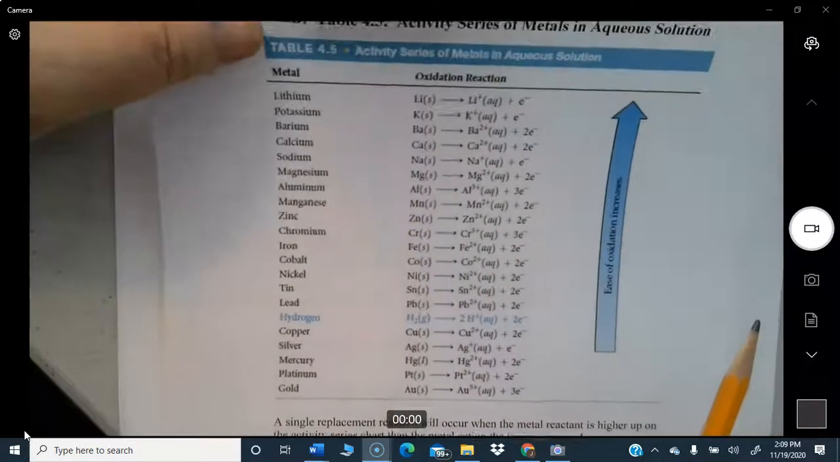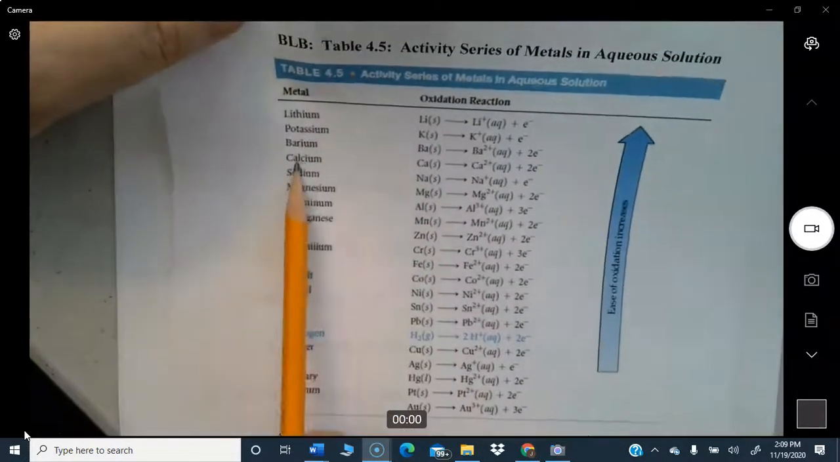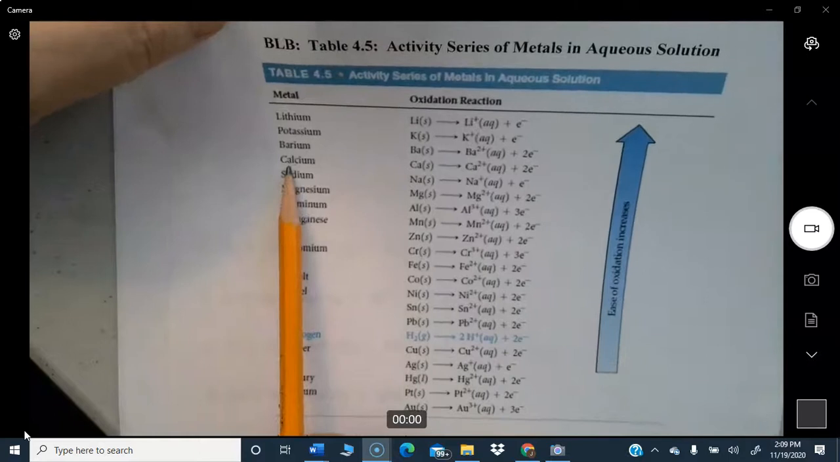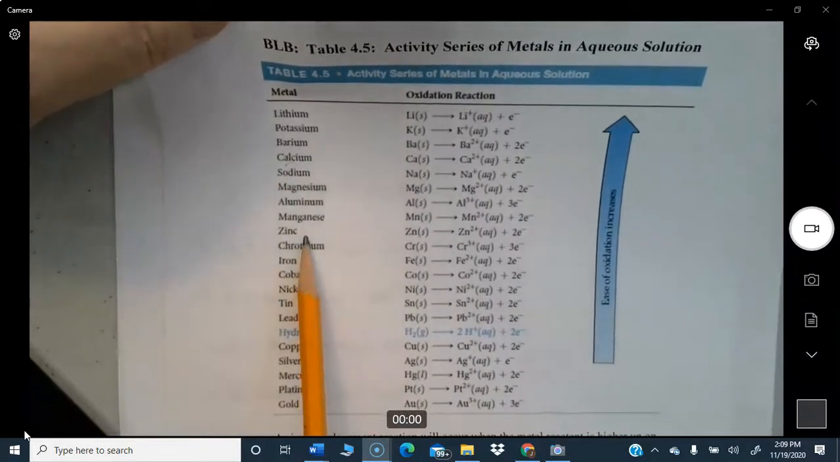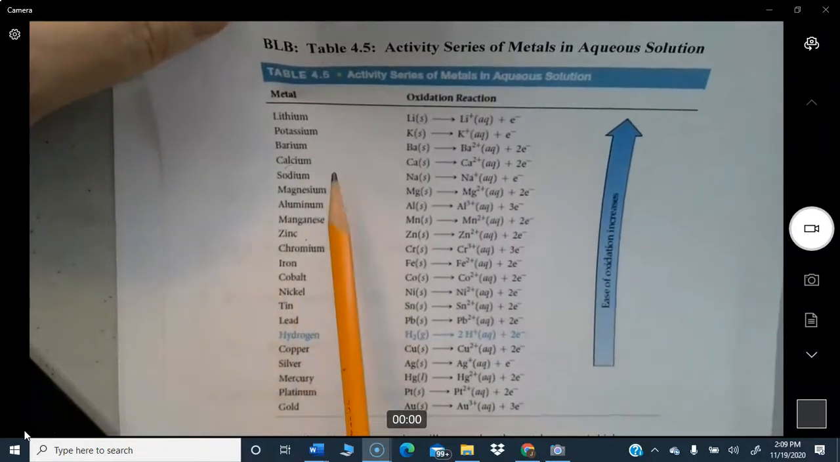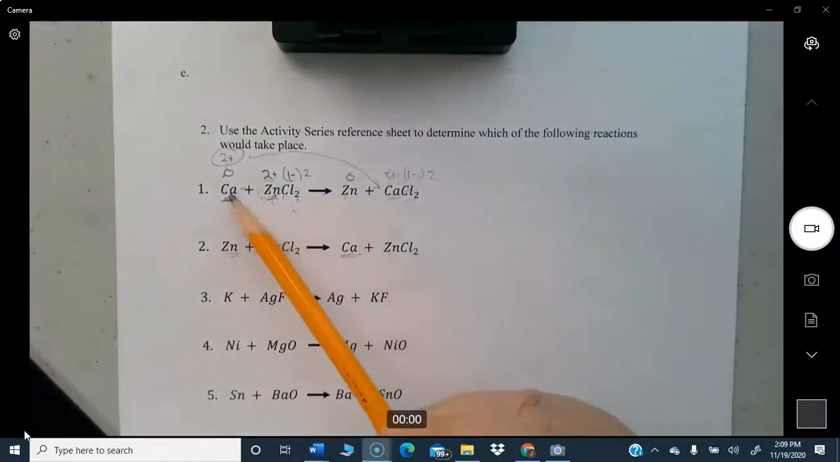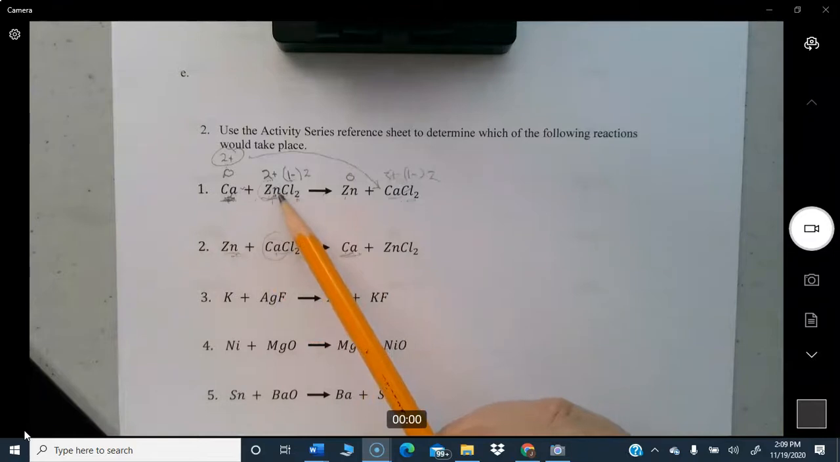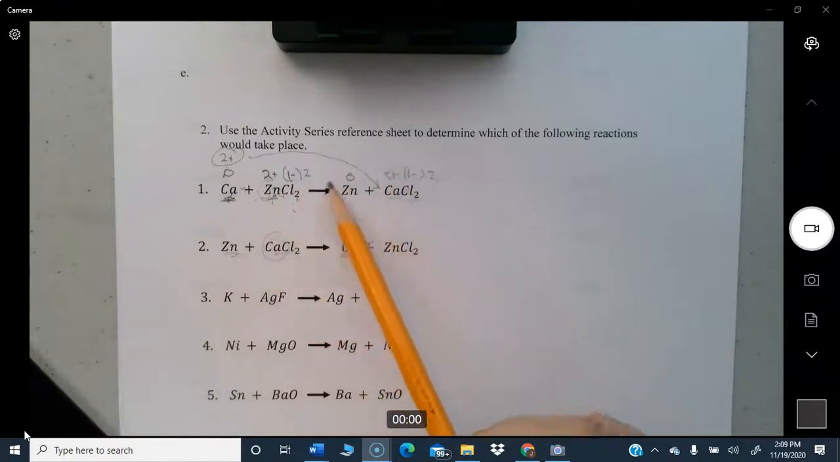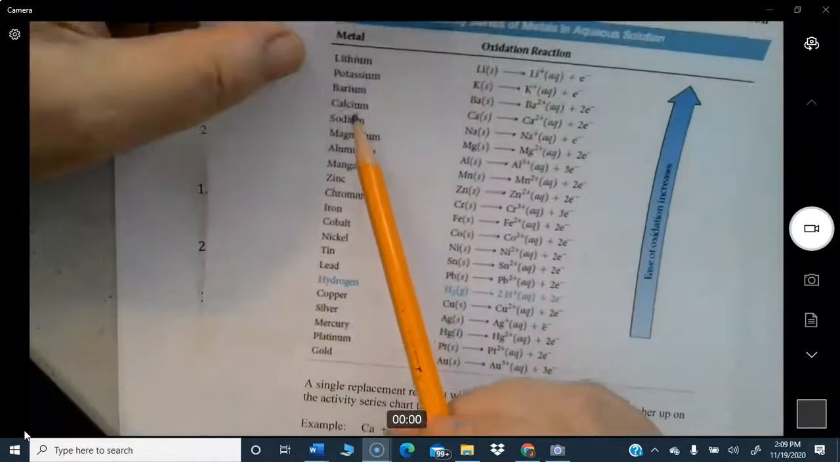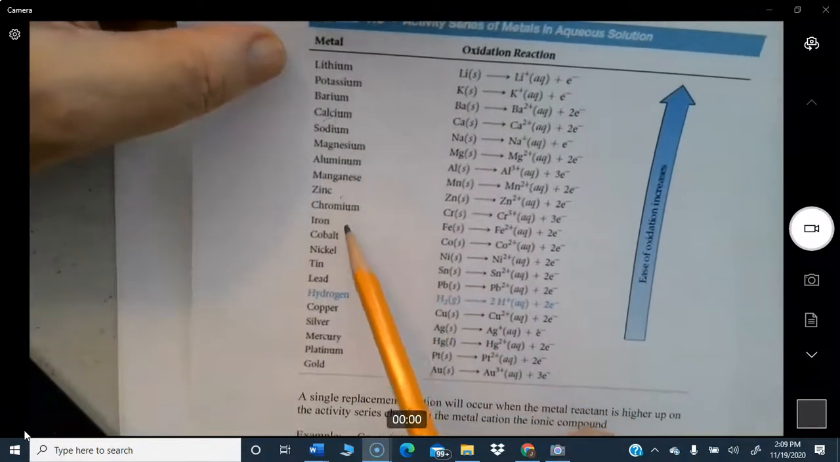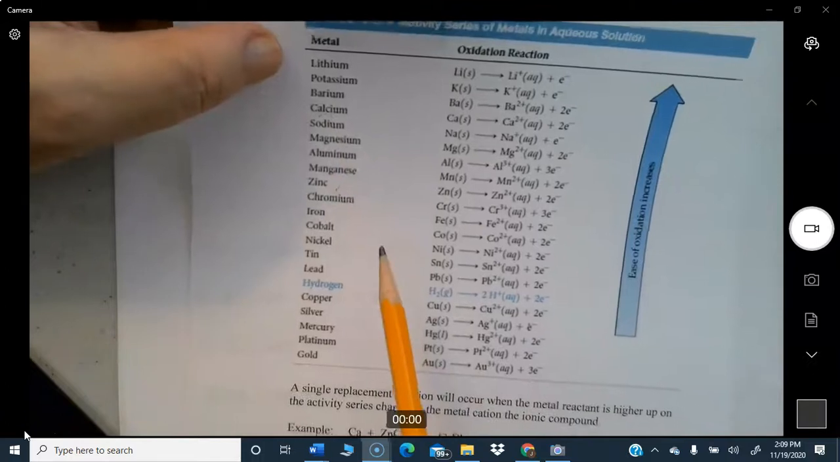So we find calcium, and calcium is up here. It's the 4th one down from the top. Zinc is down here, it's 9th down from the top. So since calcium in this first reaction is the lone element, it will pass 2 electrons over to zinc and cause this reaction to take place. So that will take place. So calcium above zinc means the reaction will take place because calcium's the lone element.